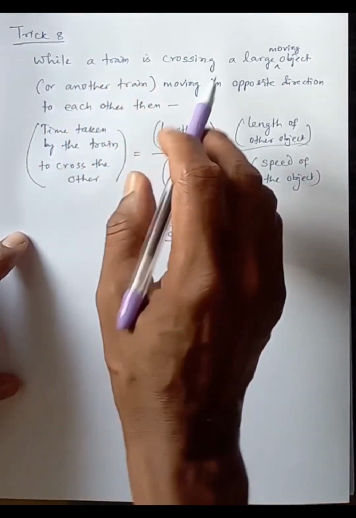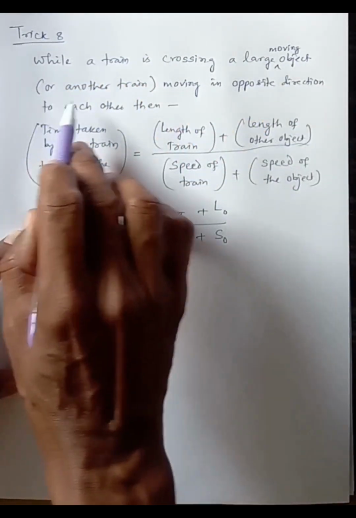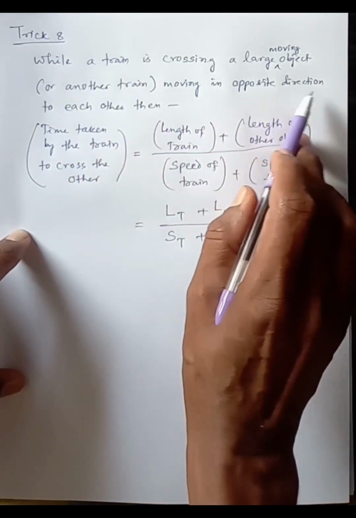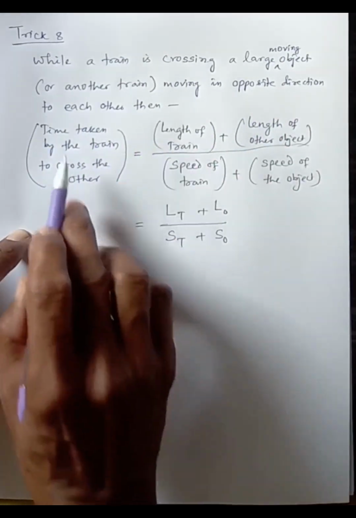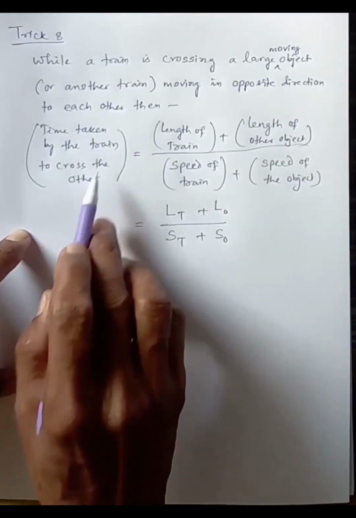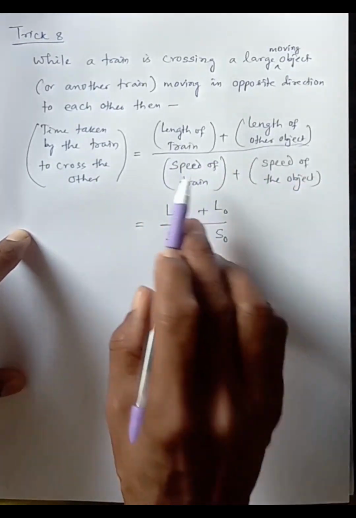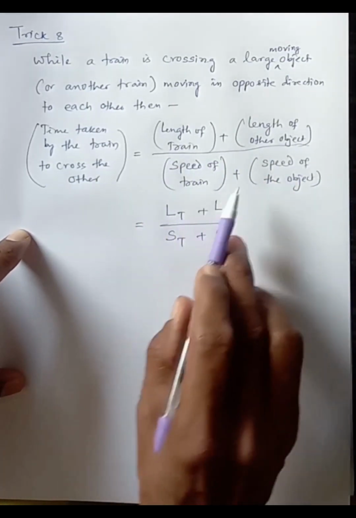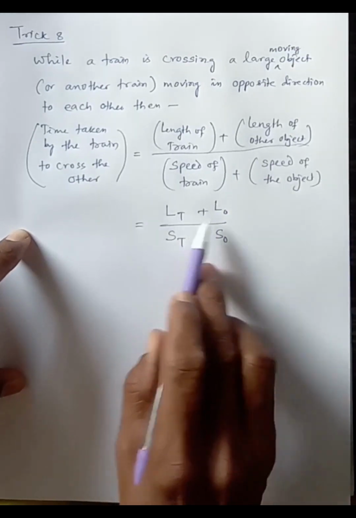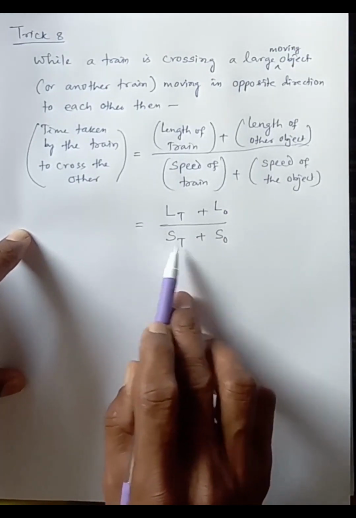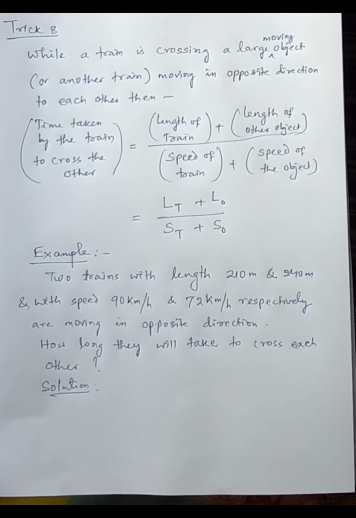While a train is crossing a large object or another train moving in opposite direction to each other, then time taken by the train to cross the other is length of a train plus length of the object divided by speed of a train plus speed of object, that is LT plus LO divided by ST plus SO.